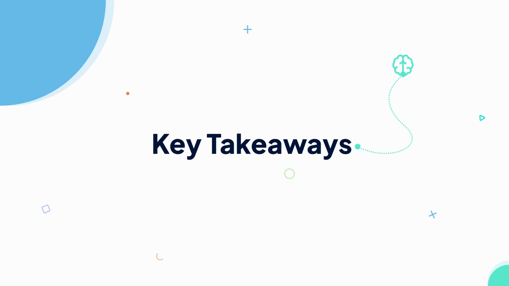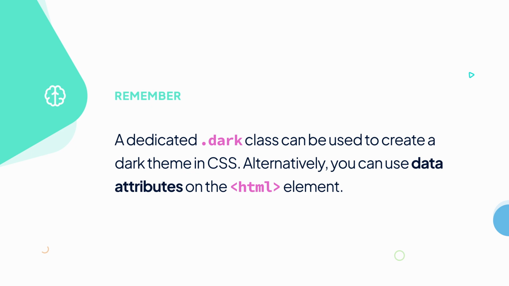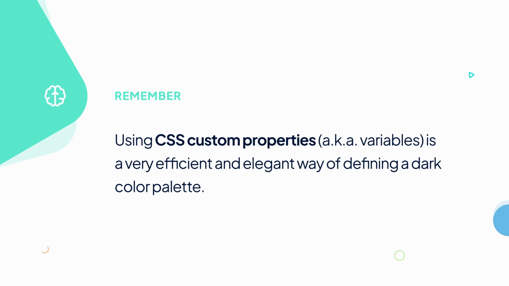And before we do that, let's take a look at a few key takeaways. A dedicated dark class can be used to create a dark theme in CSS. Alternatively, you can use data attributes on the HTML element. Using CSS custom properties, aka variables, is a very efficient and elegant way of defining a dark color palette.